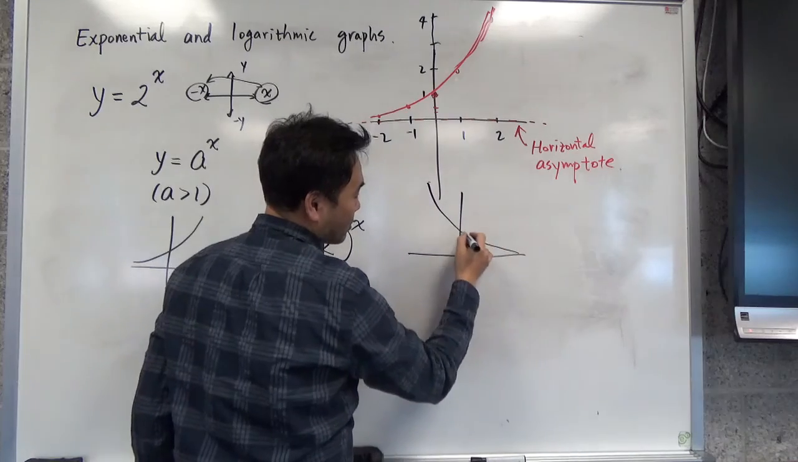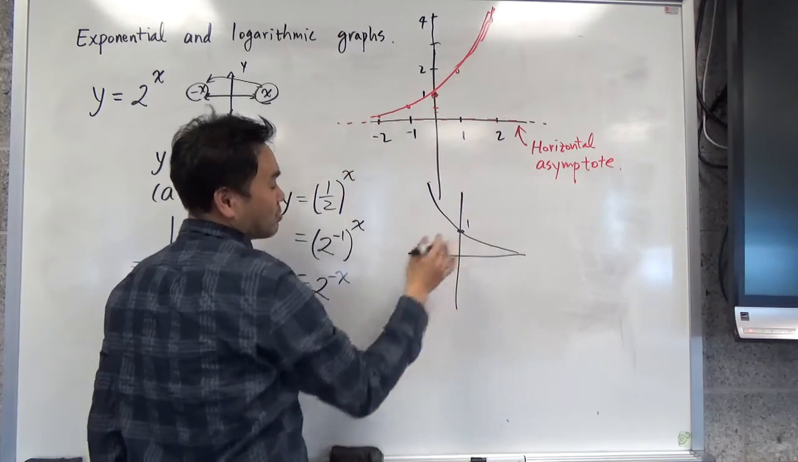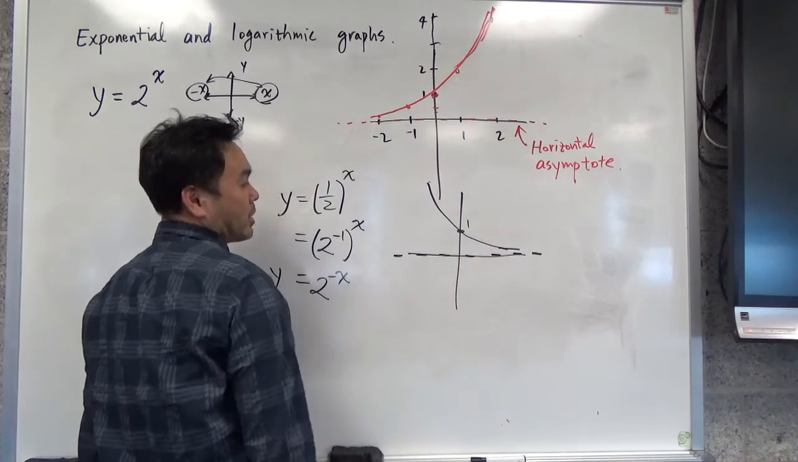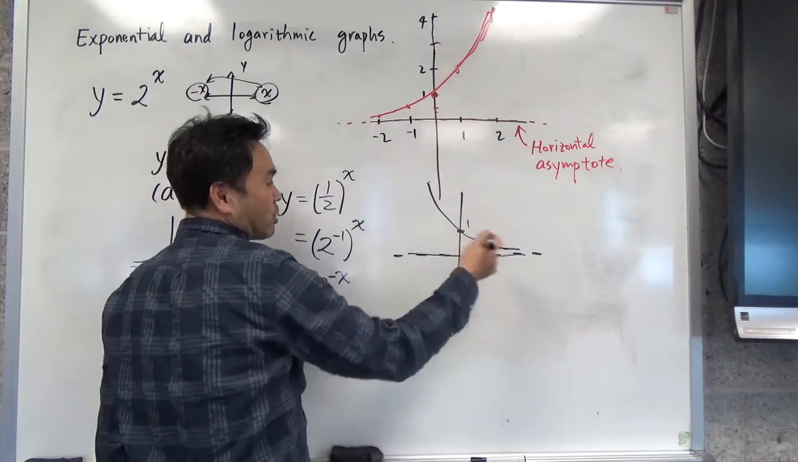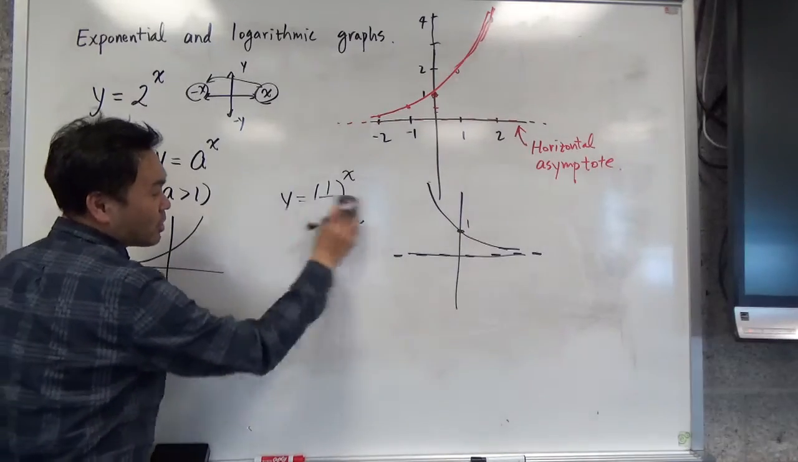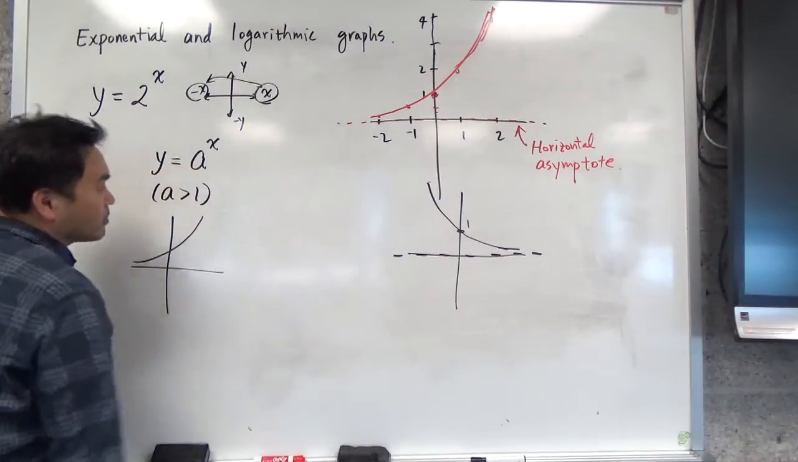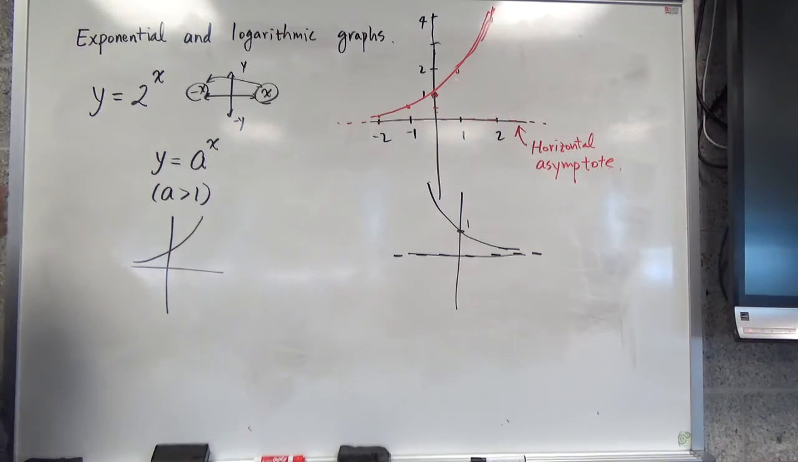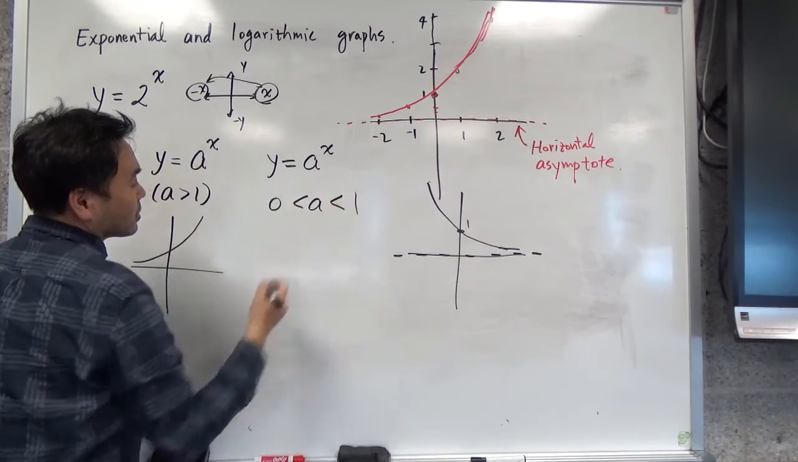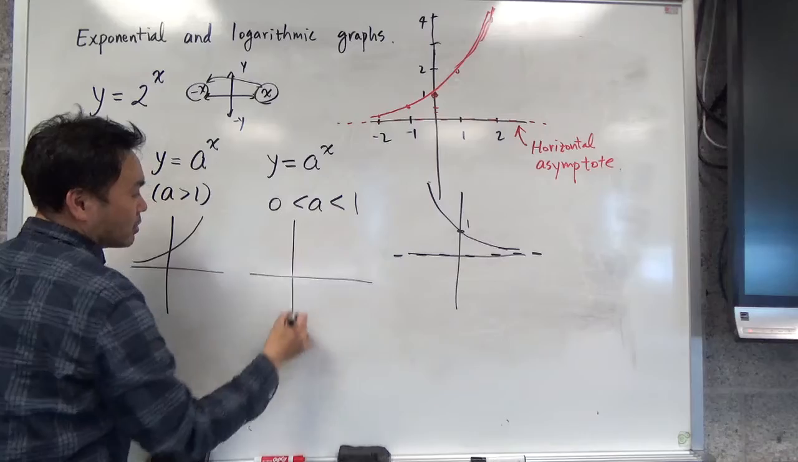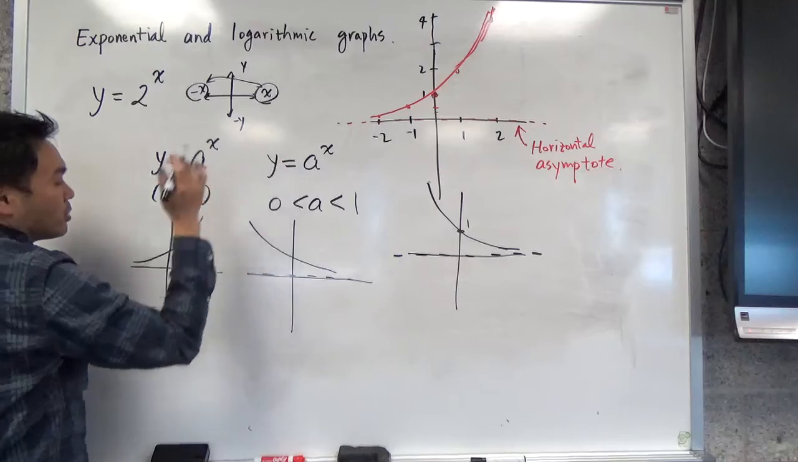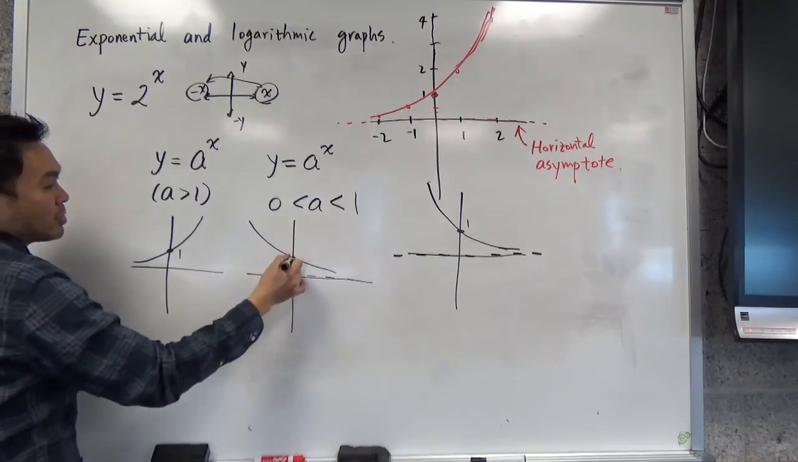Okay. The y-intercept will still be 1 as before, and then the horizontal asymptote will still be at y equals 0, and the graph actually goes down instead of going up. Okay? And you can kind of see that this is going to happen for any a to the x, as long as your a value is between 0 and 1. So the graph will look like here. And since when you plug in 0, you get 1, all of these will have the y-intercept as 1.